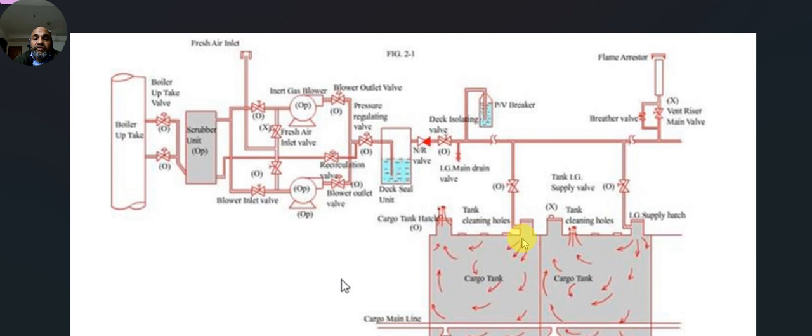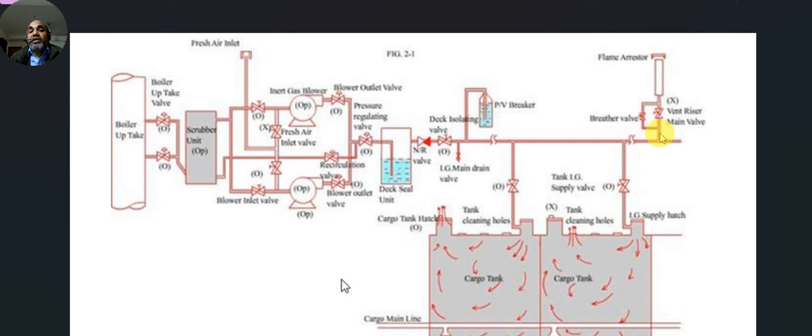When vacuum is created, say during discharging time, what happens is this water goes inside the pipeline, and the vacuum is broken. This is connected to the atmosphere, so air intake takes place.